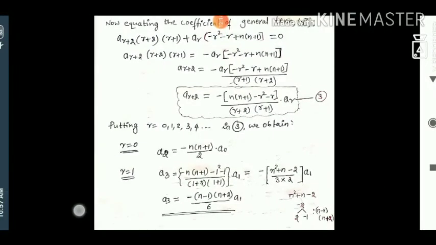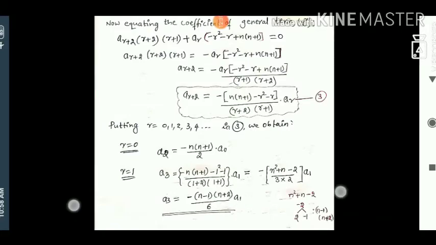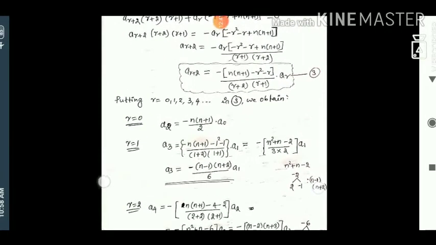So minus 2 should be the product, and 1 should be the sum. Which two numbers give minus 2 as product and 1 as sum? 2 and minus 1, because 2 into minus 1 is minus 2, and 2 plus minus 1 is plus 1. So we write this n square plus n minus 2 as n minus 1 into n plus 2. Negative sign is there outside, divided by 6 into a1. This is the expression for a3.